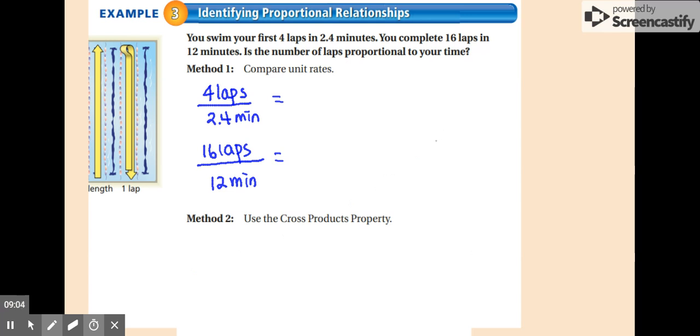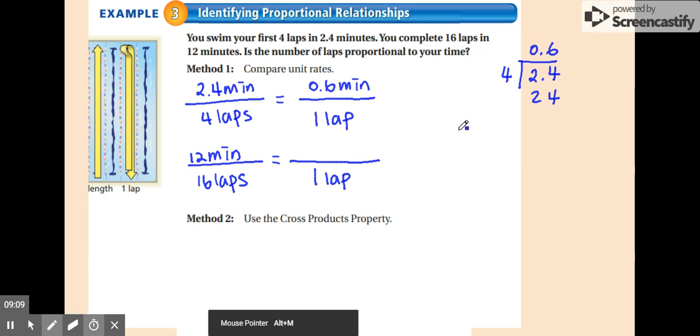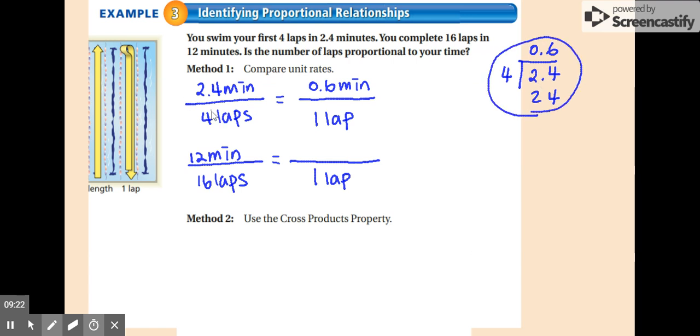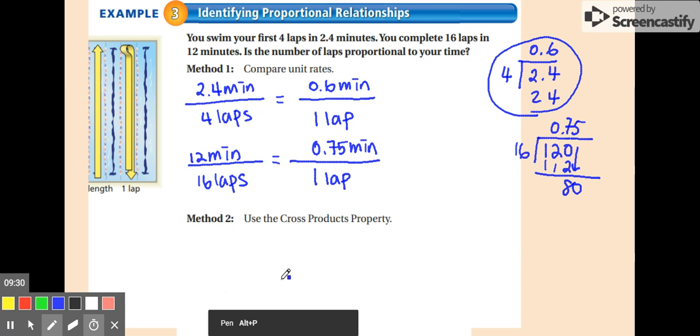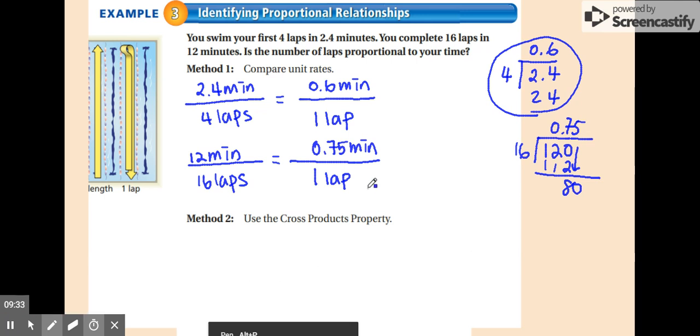The first method, you can compare unit rates for each case. I think it makes more sense to find how many minutes it takes for one lap, for each lap. So I just changed it. And I just found that for one lap for the first case, it only takes 0.6 minutes. So now let's find the second case. If you calculate it, it takes 0.75 minutes. So now you say, oh, those are not equal, so it's not proportional, right?